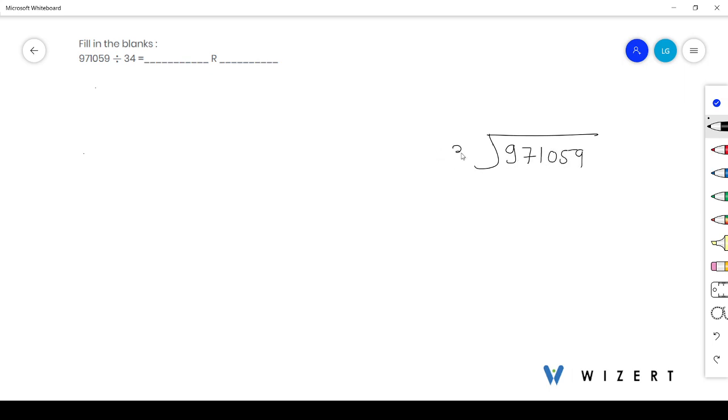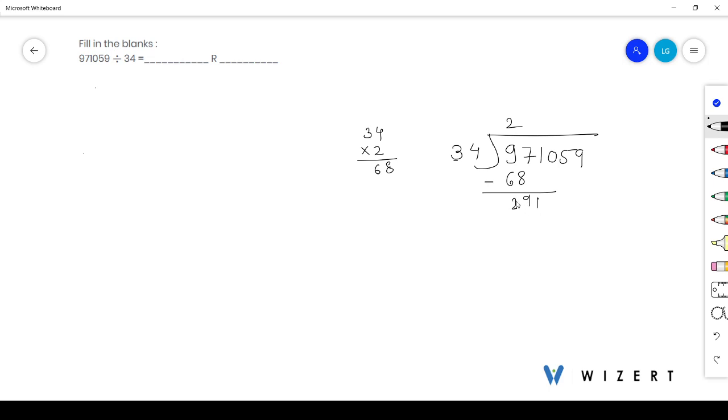971,059 divided by 34. As 3 is here and 9 is here, so before 9 there is a 6 in 3's table, which is 2 times. So let us check 2. 34 into 2 is 4 2s are 8, 3 2s are 6, so 68. 17 minus 8 is 9, and 8 minus, we borrowed from here, so 8 minus 6 is 2. Move this 1 down. 291.